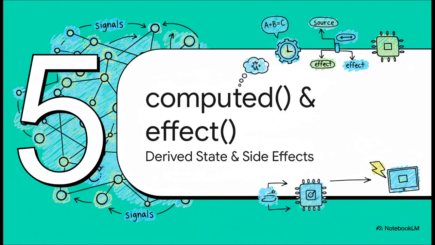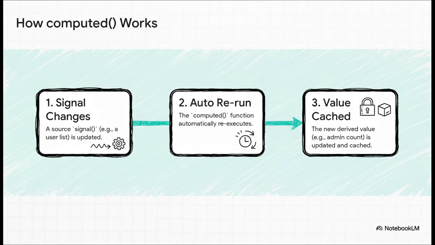Okay, so a single signal is pretty cool, but the real power, the real magic, happens when you start combining them. And for that, we have two other main tools in our toolbox, computed and effect. So let's talk computed. A computed signal is reactive. It listens to other signals. Imagine you have a signal that holds a list of all your users. Now, you create a computed signal to count just the admins. Whenever that main user list changes, your computed signal automatically reruns its logic.